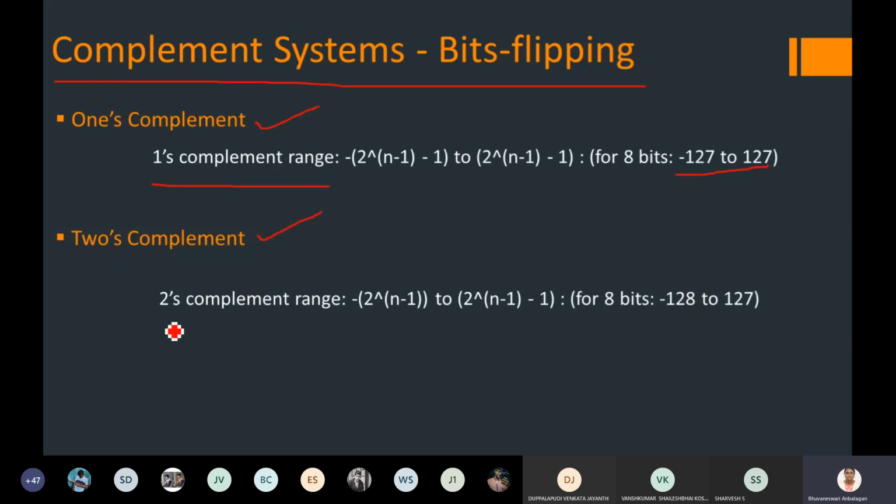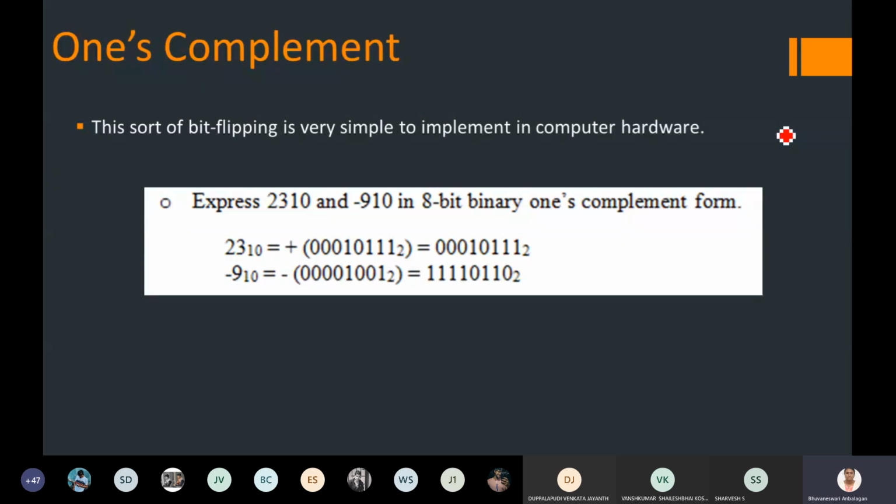In a 2's complement number, you have the range for the bits as minus 128 to 127. So this is going to be the least integer, and this is going to be the maximum possible integer for 1's complement and 2's complement. Okay. So now how to do the 1's complement? What is 1's complement?